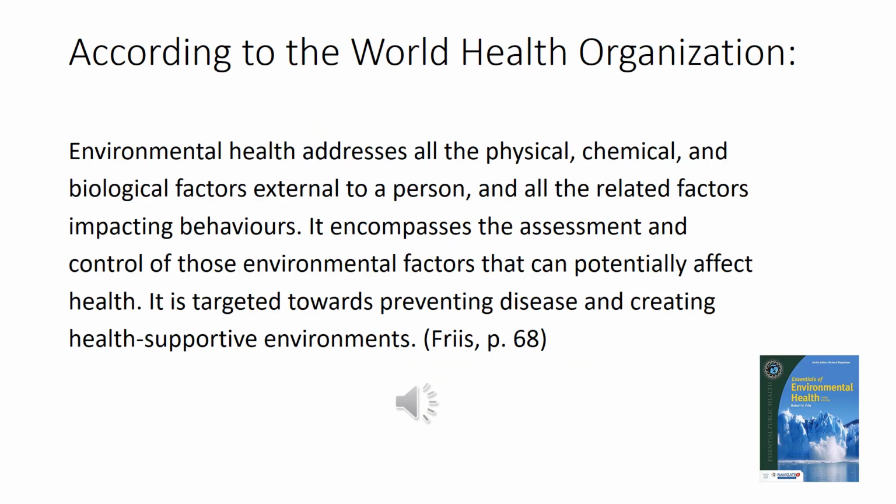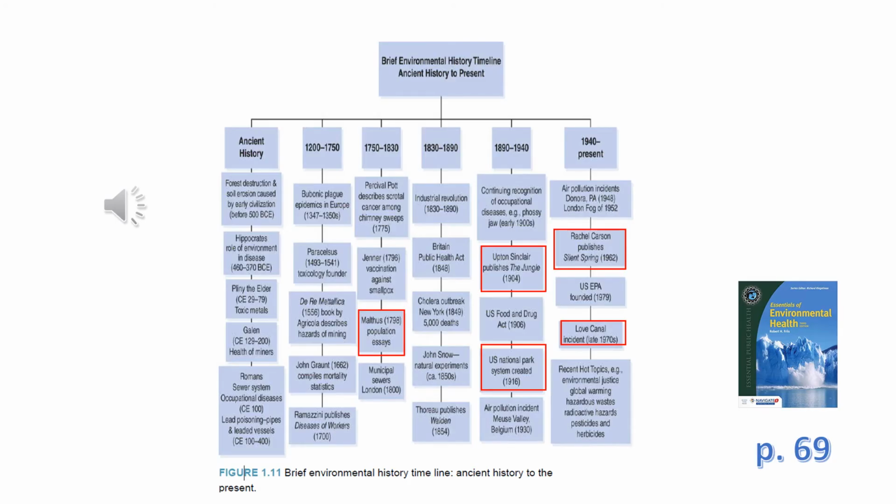According to the World Health Organization, environmental health addresses all the physical, chemical, and biological factors external to a person, and all the related factors impacting behaviors. It encompasses the assessment and control of those environmental factors that can potentially affect health. It is targeted towards preventing disease and creating health supportive environments. Visit page 69 of the text to learn more about the environmental history timeline from ancient history to present.